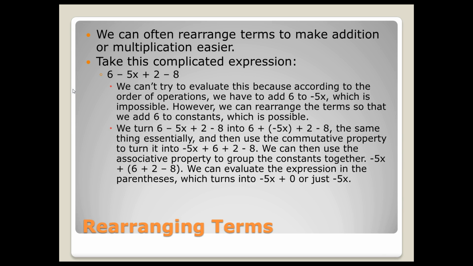We can often rearrange terms to make addition or multiplication easier. So let's take this complicated expression, 6 minus 5x plus 2 minus 8. We can't try to evaluate this because according to the order of operations, we have to add from left to right first, which means we have to add 6 to negative 5 times x, which is impossible. However, we can rearrange the terms so that we add 6 to constants, which is possible. So we can turn 6 minus 5x plus 2 minus 8 into 6 plus negative 5x plus 2 minus 8.